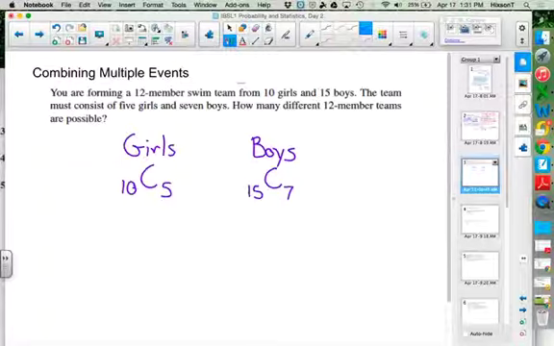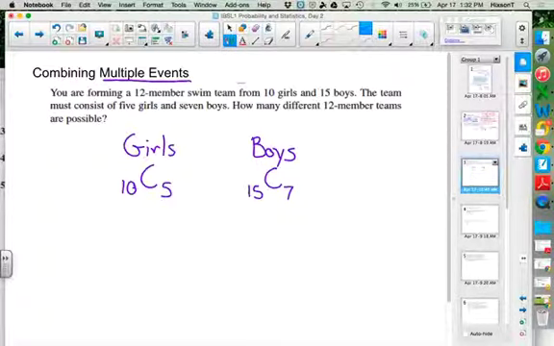Can you add them? Multiply them. Why would we multiply the two numbers? What is that called? In bio we just call it multiplication. Yeah, some people call it that. What did we learn it was called yesterday? The fundamental counting principle.